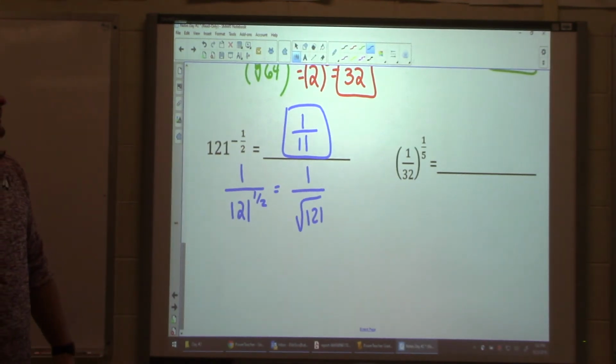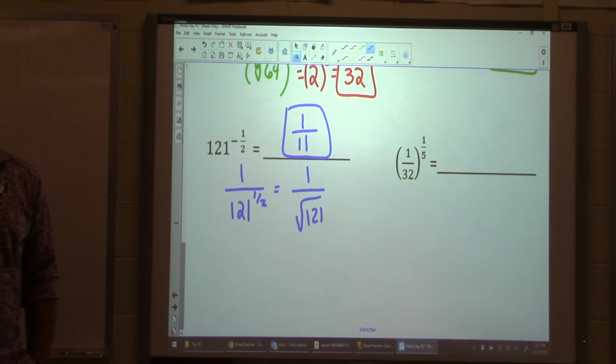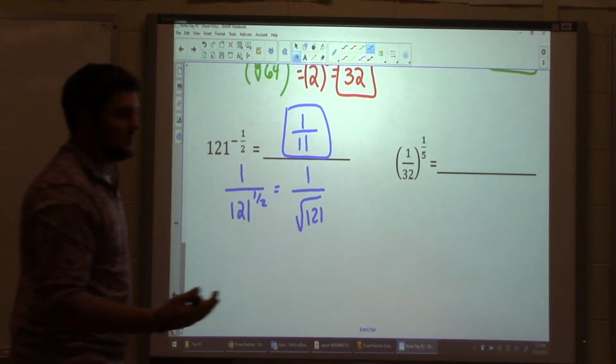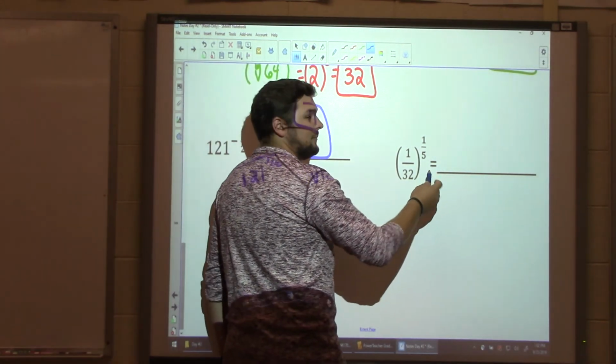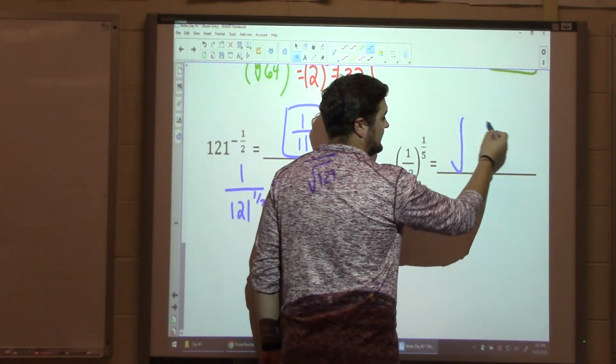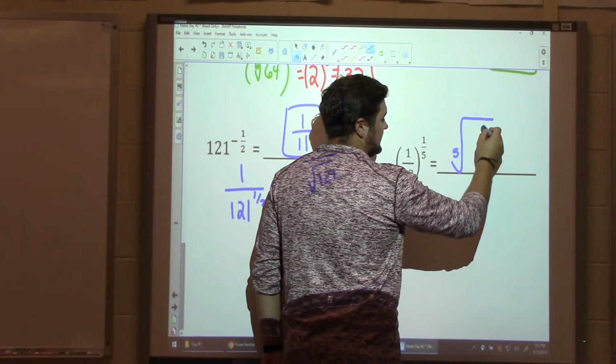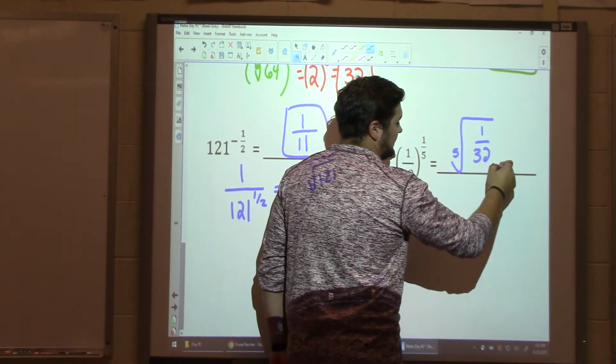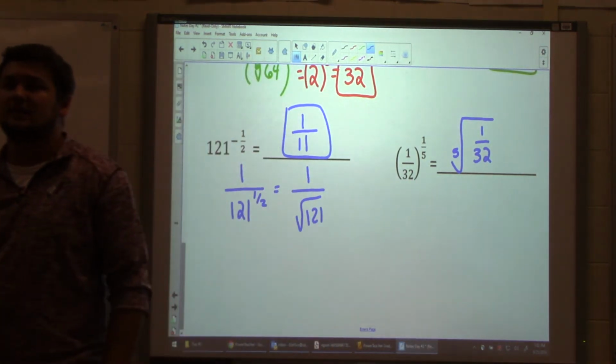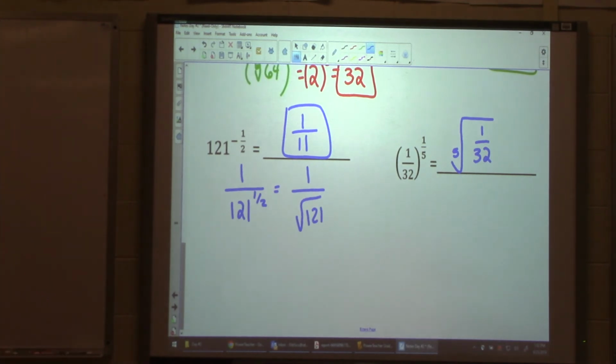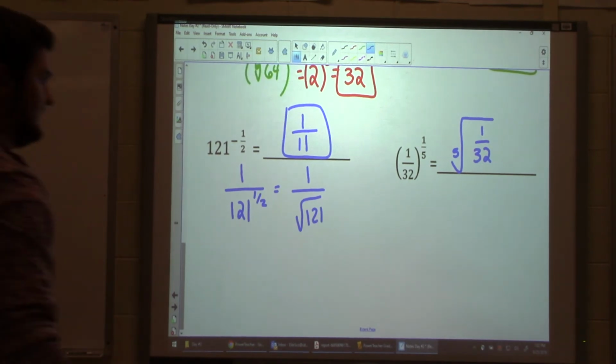Alright, last one. 1/32 to the 1/5 power. So, I want to make it a radical. The 5th root of 1 over 32 to the first power. 0.5. Do you think I should give a decimal answer? No. 1/2. Ooh, we got him good.